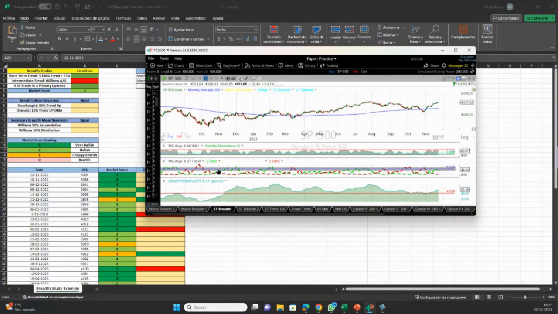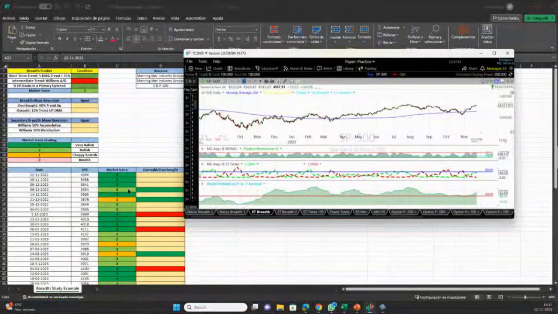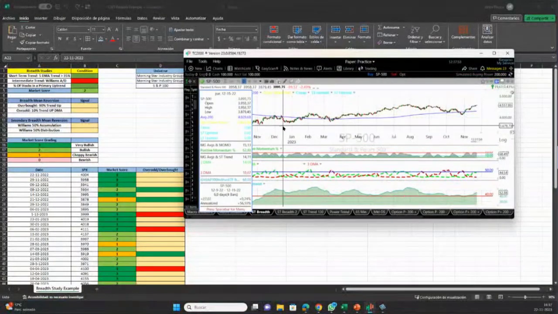There was accumulation, and more than 35% of stocks had an uptrending 5-day moving average. So we keep moving here, and we get, for example, to 9/12/2022, so December. Let's see what happened here. Here we got our first, I think, oversold signal.